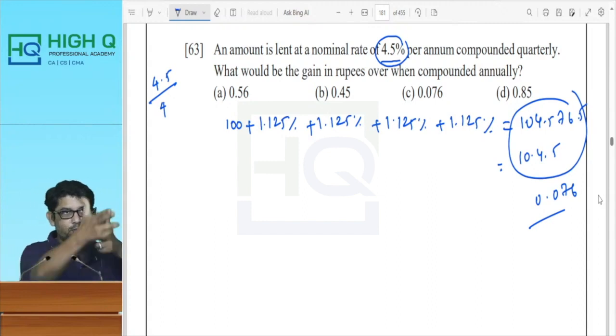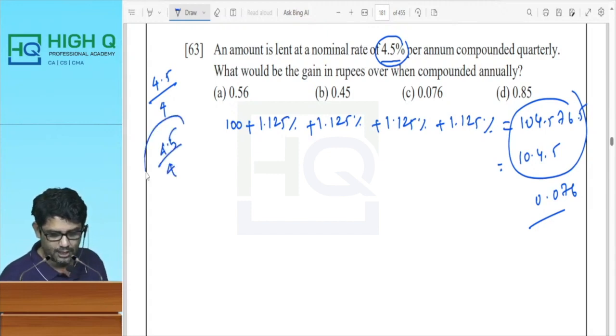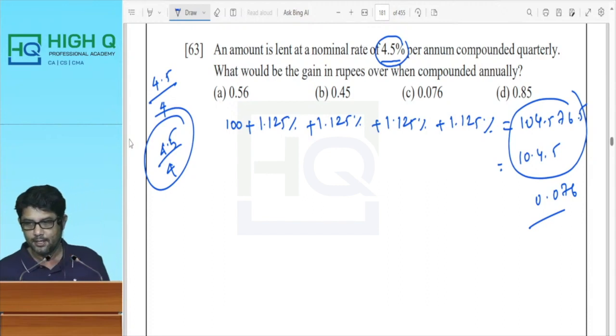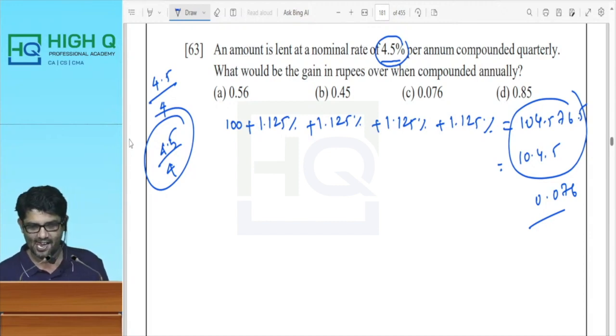Why 1.125? Sheetal, what is this? See, 4.5 divided by 4 on a quarterly basis. Find the effective rate of interest and do it. My dear, you understood now? That's it. See, find the effective rate. See, the difference between the effective rate of interest and the actual interest, my dear. That's it.